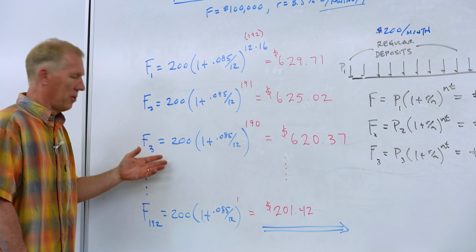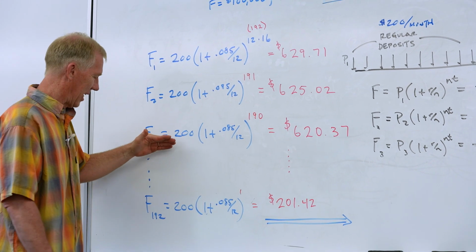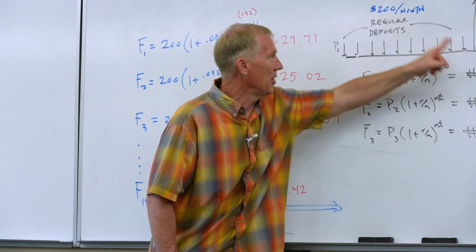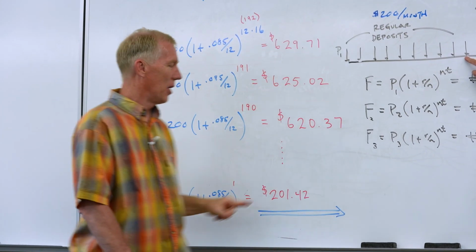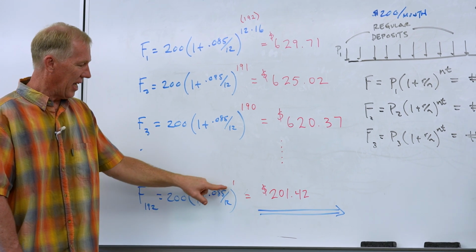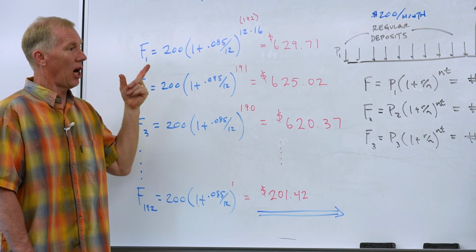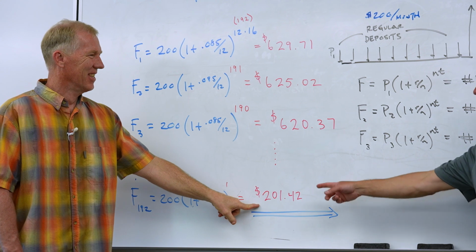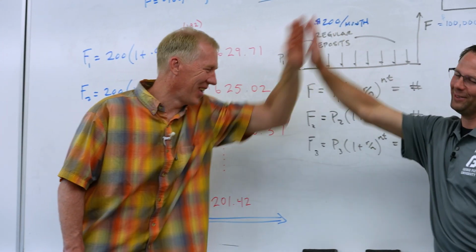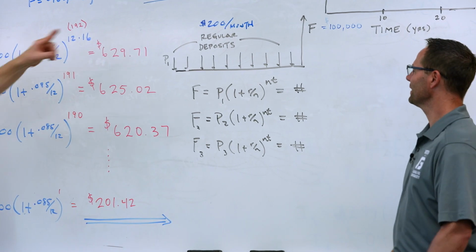And this is going to be too tiring, so let's just skip about 190 of them and go to the very last one. The deposit you made 1 month before Noah turned 18, $200, 1 plus 0.085. It had 1 month to compound. And look what it earned. I earned $1.42. Hey, nice job. Well done. Congratulations.